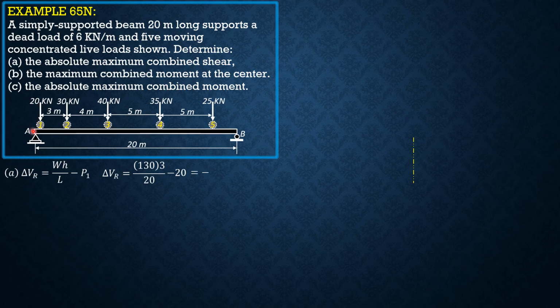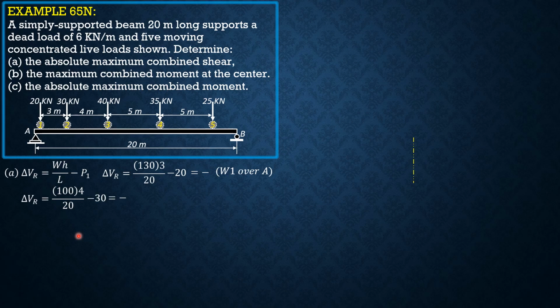So that means preceding position, load 1 over A, satisfies the criterion. Next, load 3 over A. So the W would be 40 plus 35 plus 25. That's 100. H is 4 and P1 is 30. Minus 30. So it is also negative.